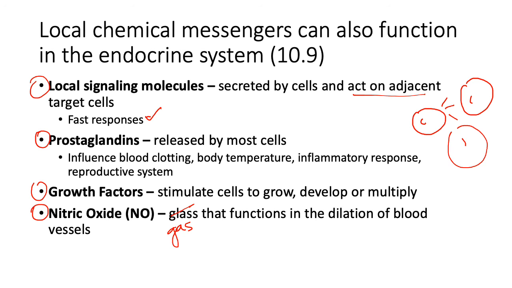This is a gas that functions in the dilation of blood vessels. So it actually opens up your blood vessels. It's been shown to also help stimulate and relax smooth muscle contractions in the body. But it's kind of weird to think that a gas can act as a chemical messenger. So these are just some examples where, besides these long distance, long acting signals that are hormones, we can also have these local chemical messengers that can produce localized fast responses.